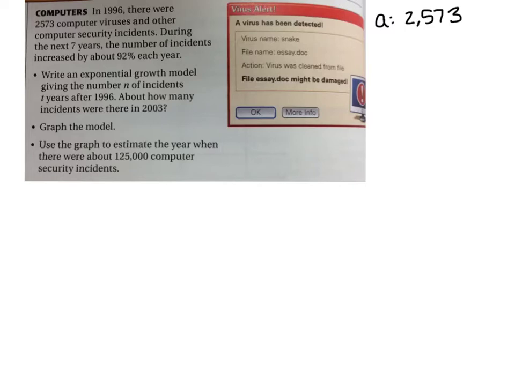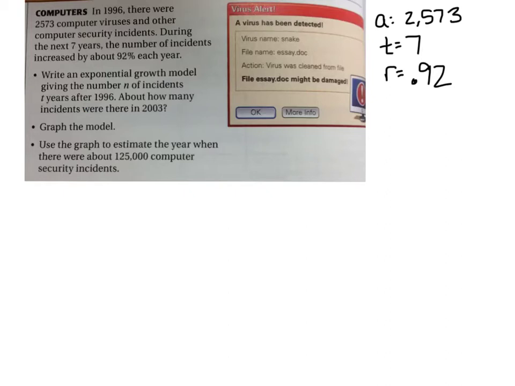During the next 7 years. So, like, the t is going to be, over 7 years. And then the rate. What was the percentage that it was increasing? 92%. How do I write that as a decimal? 0.92. Okay, the first problem says that I need to write an exponential growth model given the number n of incidents, t years after 96. So not just for the 7th year, I want to model for any year.